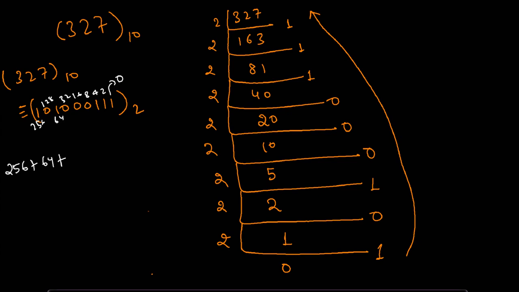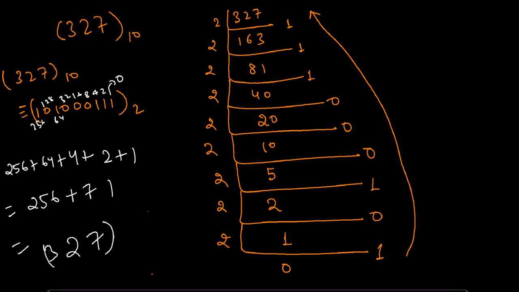256 plus 64 plus 4 plus 2 plus 1. This is equal to 256 plus 71, 327. Okay. In a similar manner, you can find the octal of it.